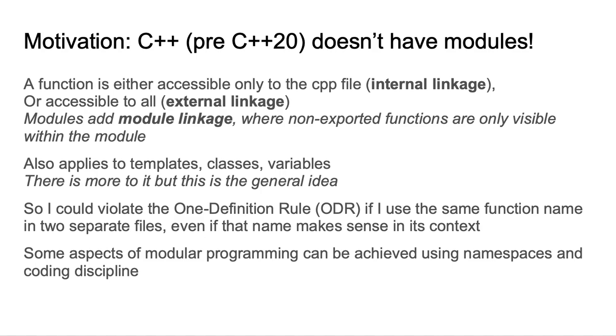As stated, pre-C++20 code doesn't have modules. This means that a function is either accessible to only the CPP file or accessible to all CPP files. This can lead to name clashes, also known as ODR violations. Note that modular programming can be achieved using namespaces and coding discipline, but modules enforce it.